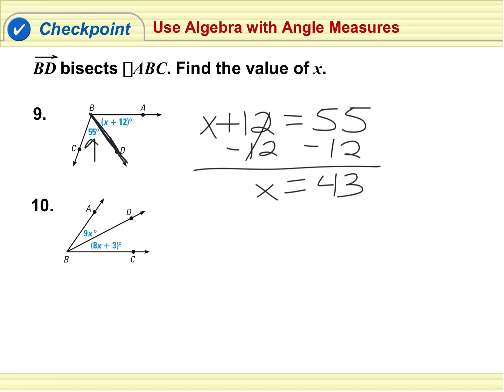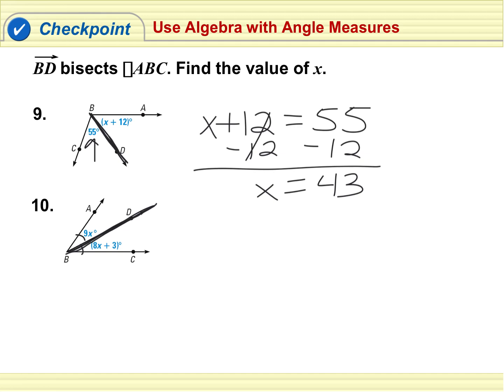Okay, number 10 is a little different. We don't know what any of the angles are. But what do you know about BD? It bisects. And it does what to the angle? Cuts it in half. So these two are congruent, right? Congruent means equal. So what do we need to do with those? Close. We know they're equal.